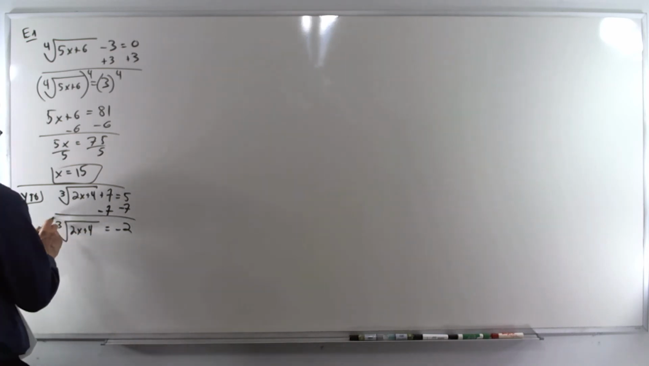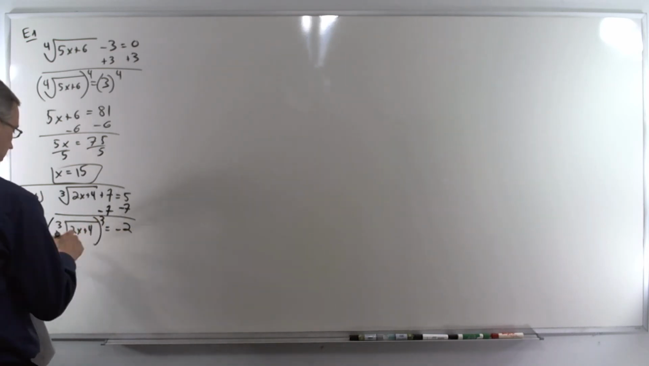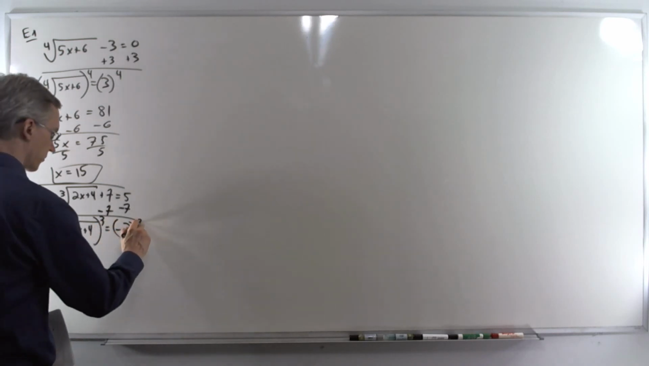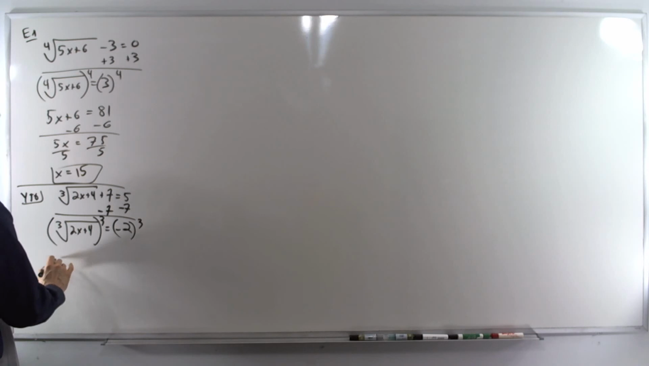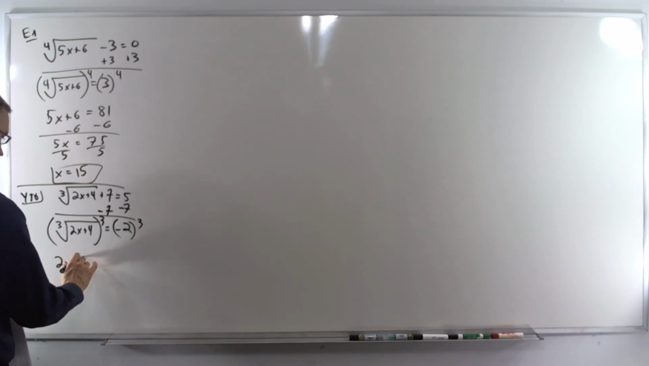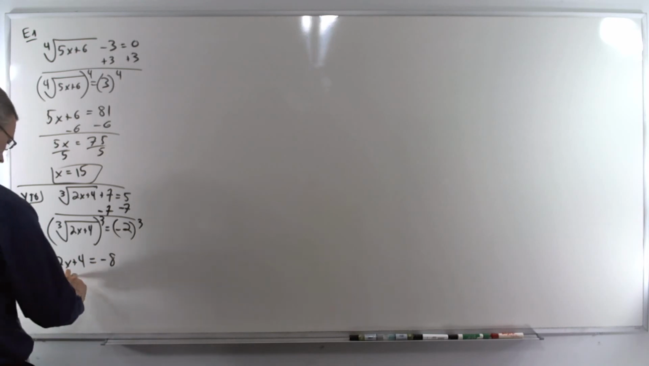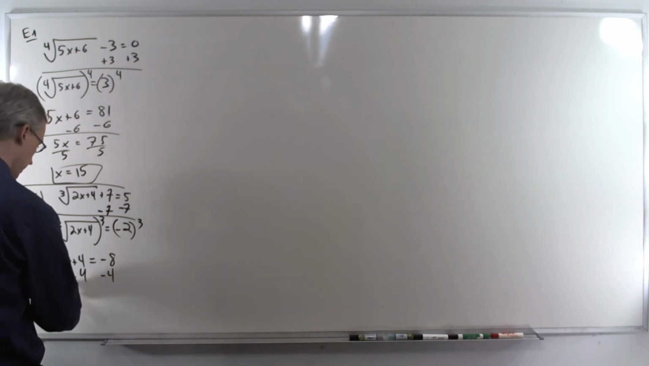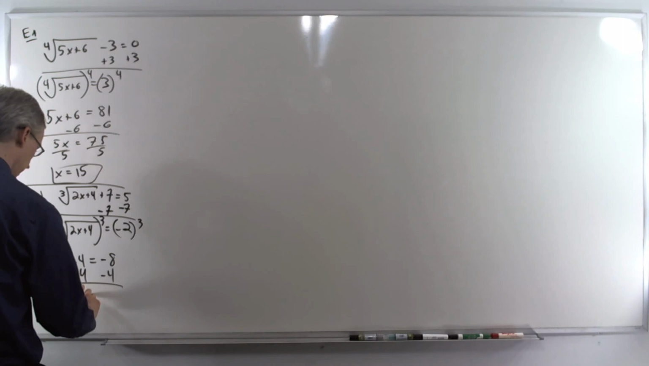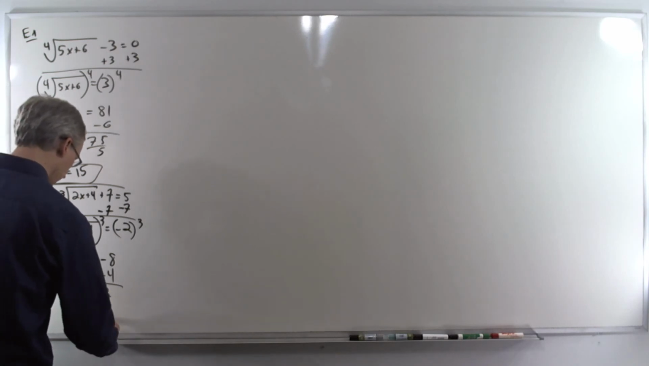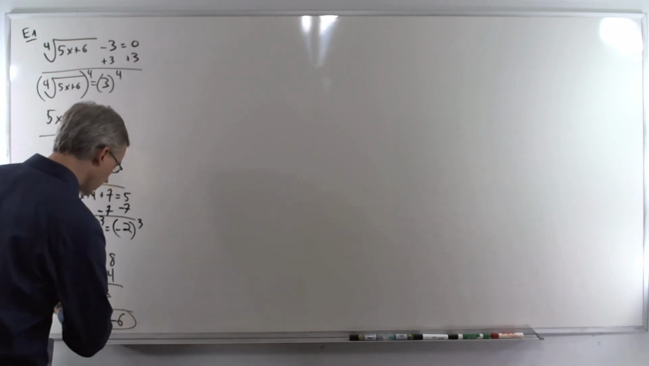Now we're going to raise both sides to a power equal to the index, so that is the third power. All right, 2x plus 4 equals negative 2 to the third, which is negative 8. Subtract 4 from each side, and we get 2x equals negative 12, divided by 2, and we get x equals negative 6.